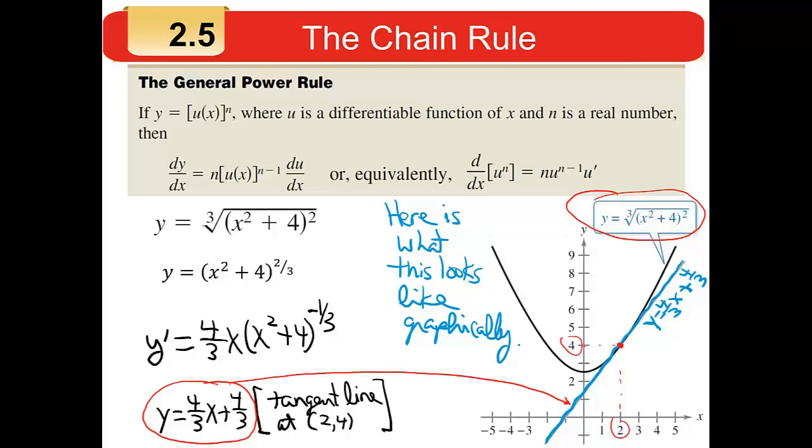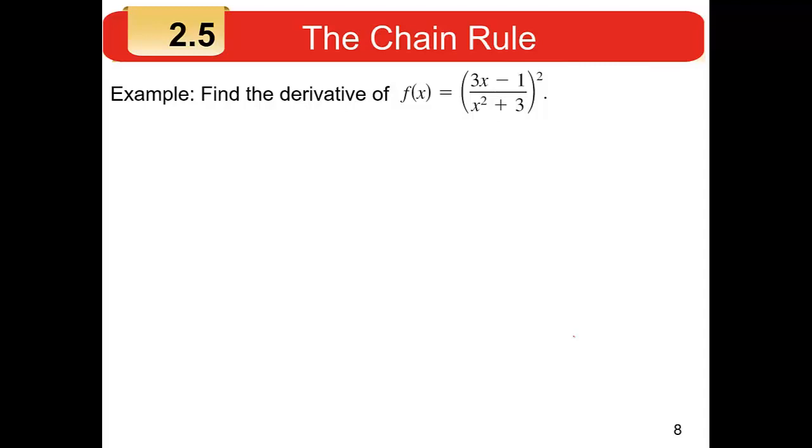So, another example of the chain rule. Let's bump it up a little bit. How about this? Find the derivative of f of x equals the quantity 3x minus 1 over the quantity x squared plus 3, that entire fraction squared.